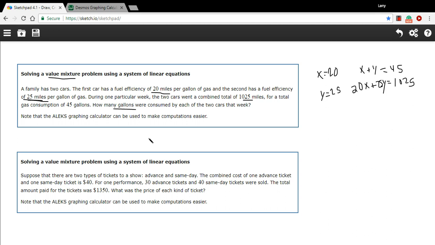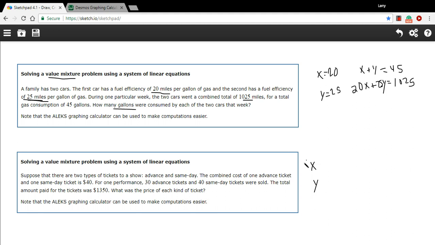All right, let's try another one. And this looks a bit different, but really it's got the same form. This one says that there are two types of ticket to a show, an advance ticket and a same day ticket. So we're going to call the advance X and the same day Y. It says the combined cost of one advance ticket and one same day ticket is $40. And for the performance, 30 advance tickets and 40 same day tickets were sold. And the total amount paid for all those tickets was $1,350. What's the price of each kind of ticket?